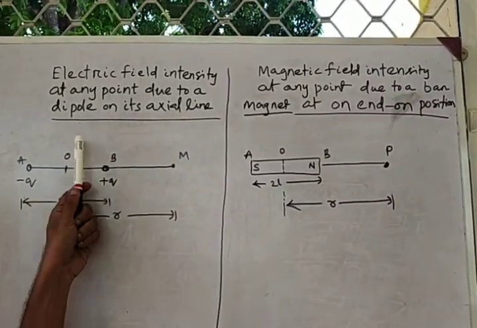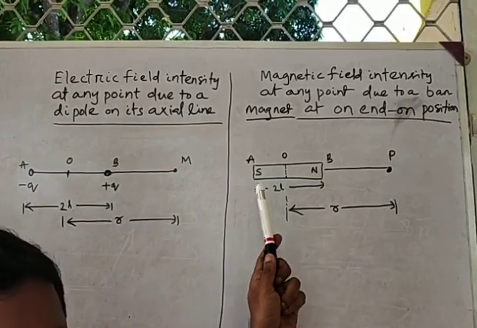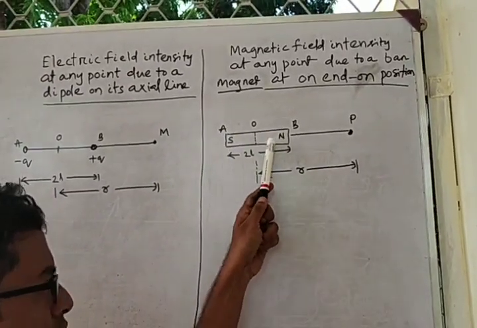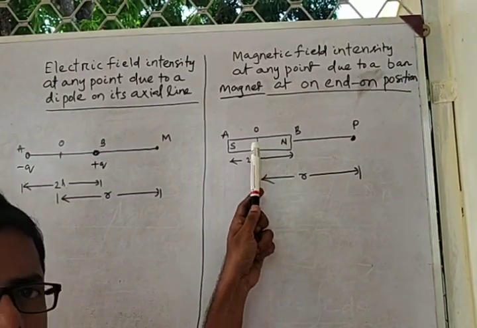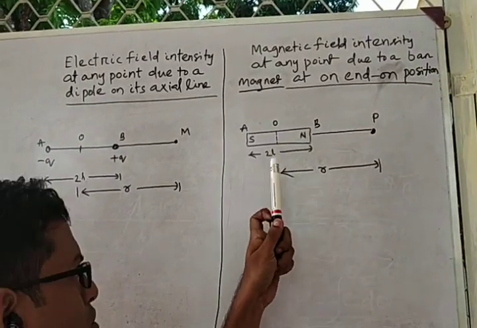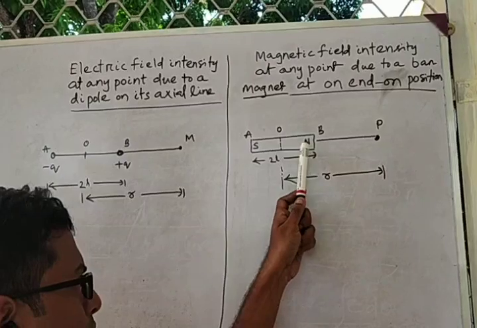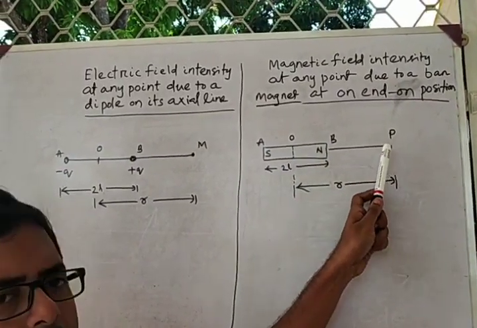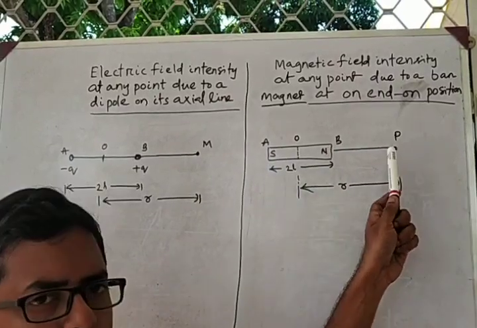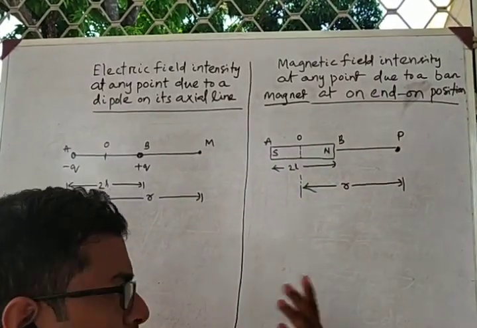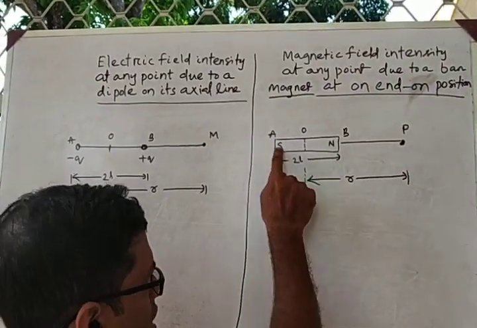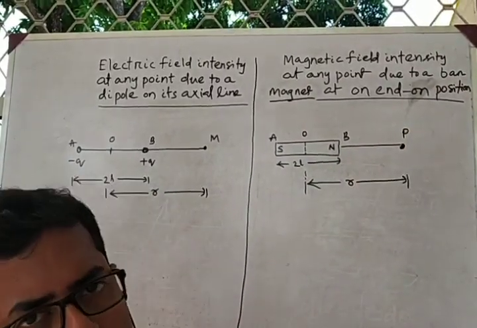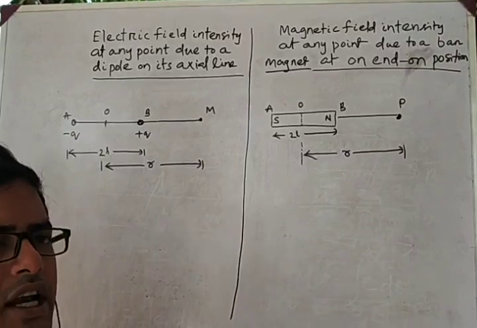Similarly, I have to find the magnetic field intensity due to a bar magnet, which we can treat as a magnetic dipole. So the magnetic field intensity due to a bar magnet, or this magnetic dipole, at any point on its end-on position. Axial line and end-on position are the same thing. When a line is passing through the axis of a magnet and at any point you are finding the magnetic field intensity, that is called the axial line.